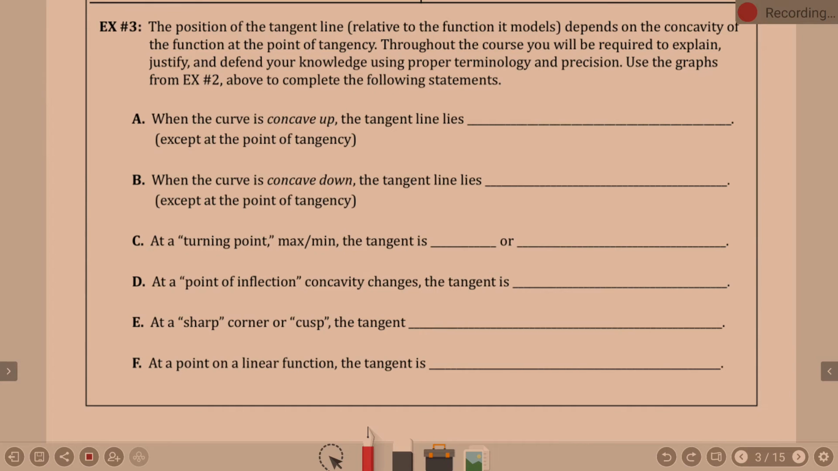Do we know concavity or no? No. Really? Because I don't. I don't either. Well, I know what the word means. Okay, so let me back up for a moment.